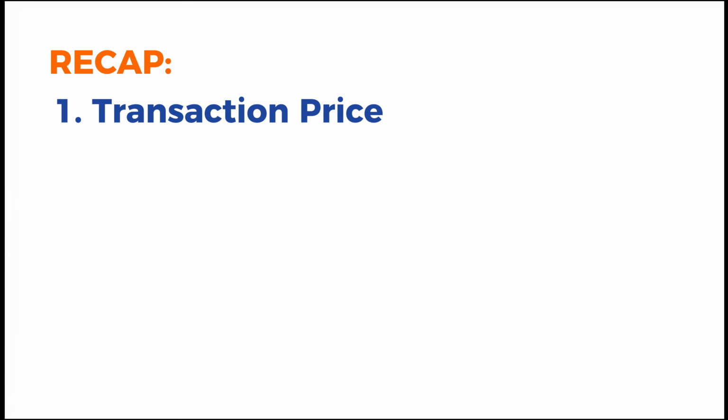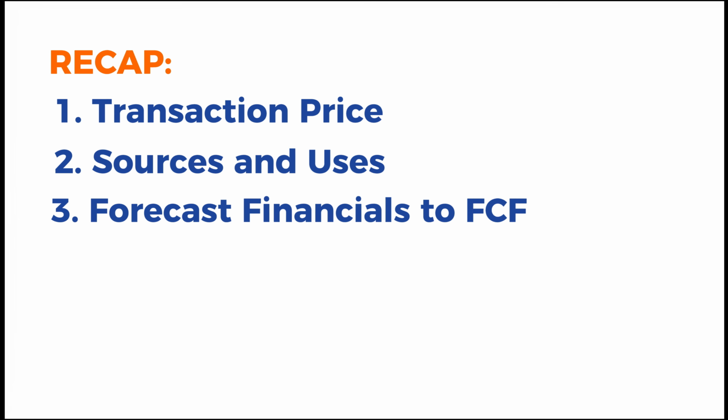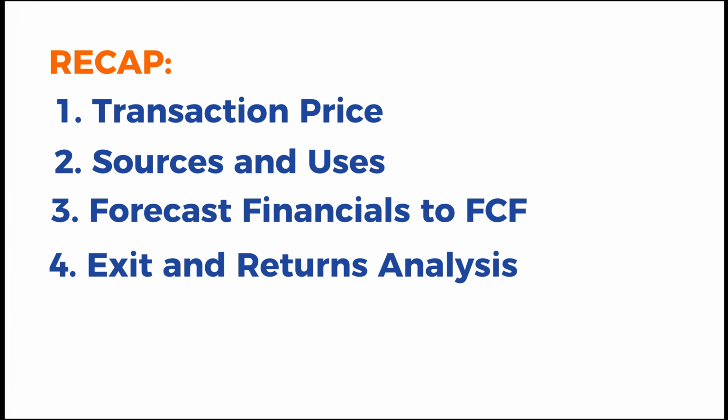So to recap, 4 steps. First one is to calculate purchase price. Second, to figure out sources and uses. Third, forecast the free cash flows. And fourth, to do exit and return analysis. And that's how you solve a paper LBO cleanly under 10 minutes.